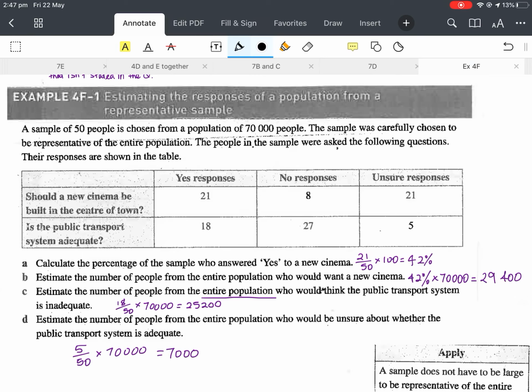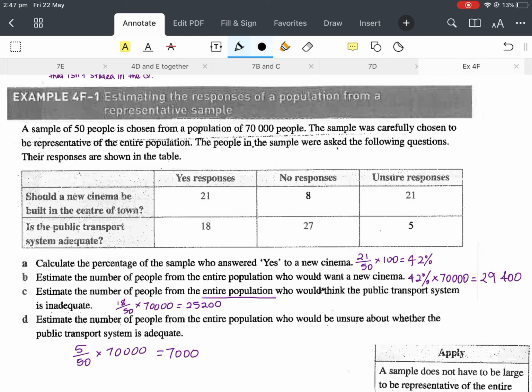4F1, estimating the responses of a population from a representative sample. We have a sample of 50 people from a population of 70,000. Here we go. We've got 2 questions. Should a new cinema be built in the centre of town? We've got some yes and no responses and unsures. Is the public transport system adequate? We have, again, some yes and no responses and unsures.